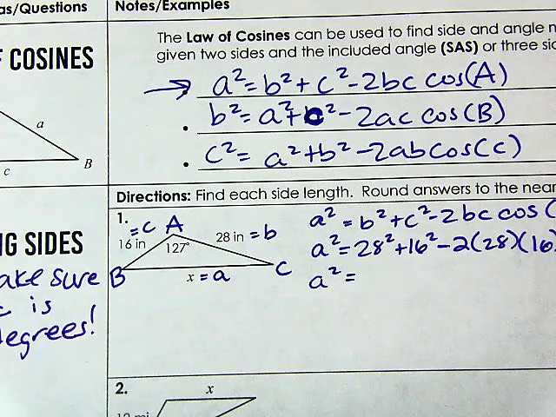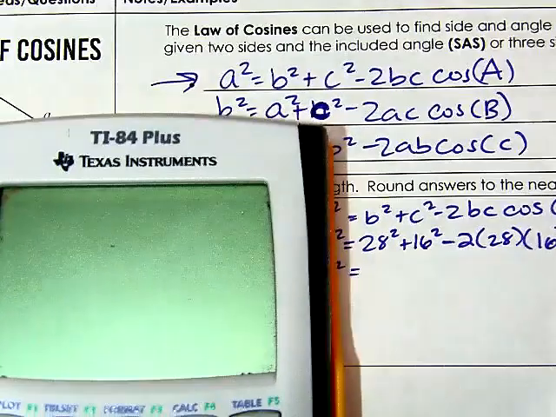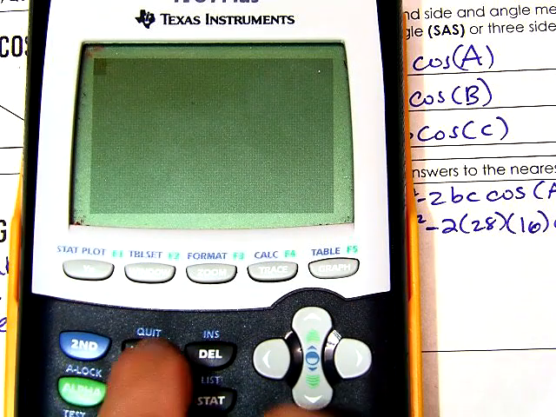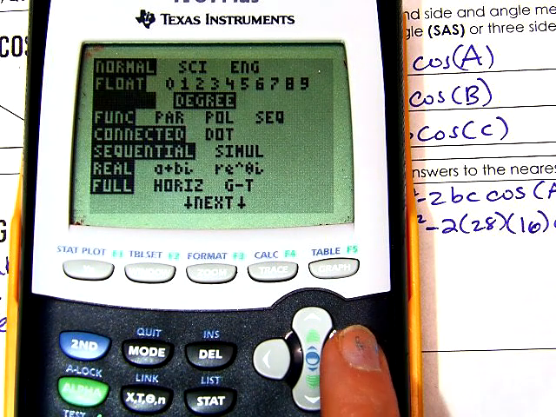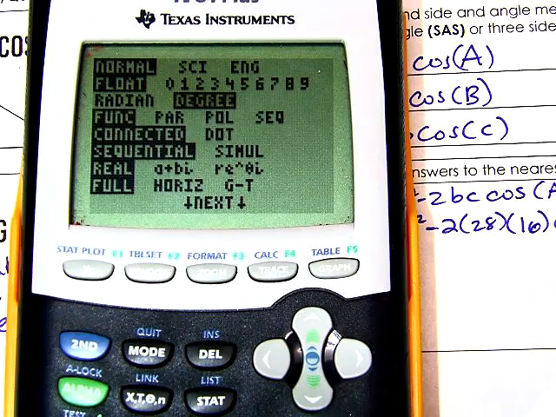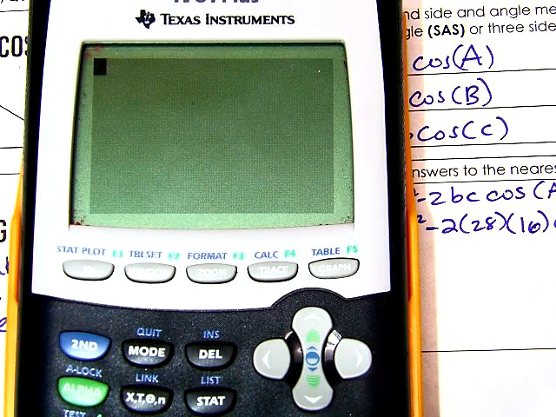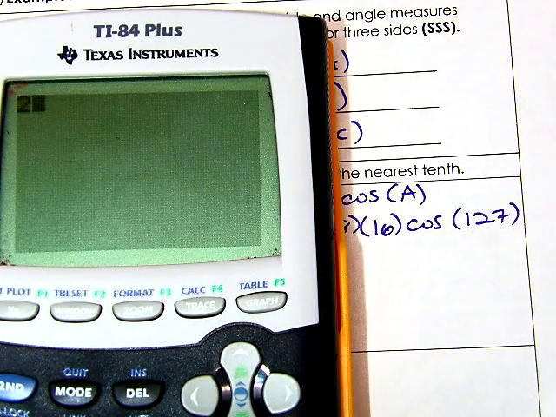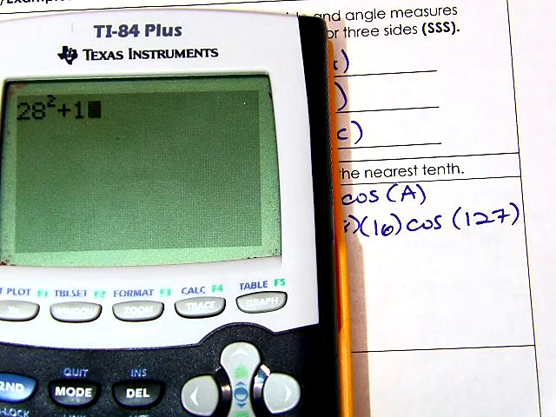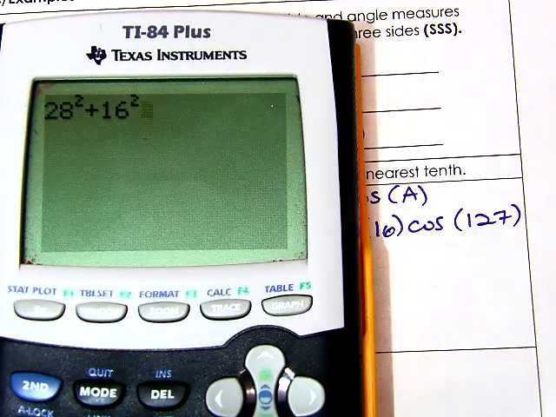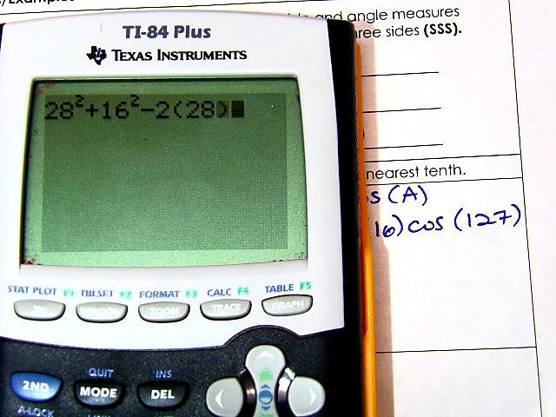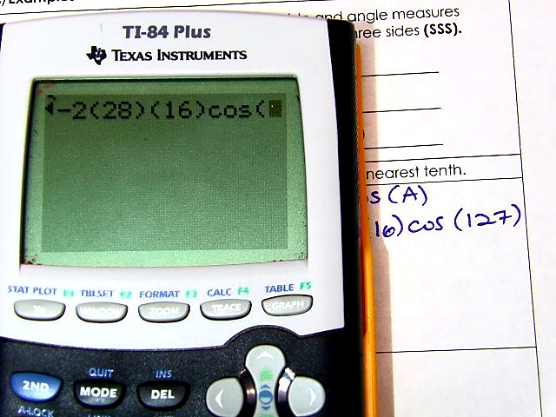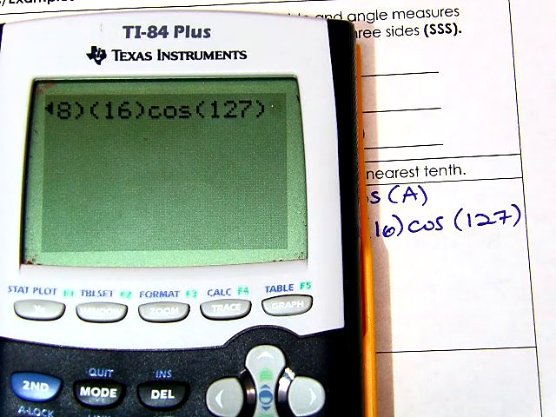If you can't remember how to do that, you just take your calculator, you hit your mode button, which is right here, and scroll down and make sure that it's clicked over on degrees. Mine is, so I'm good. And now I'm just going to plug in this formula exactly the way it looks. So 28 squared plus 16 squared minus 2 times 28 times 16 times the cosine of 127 degrees, and I hit enter.